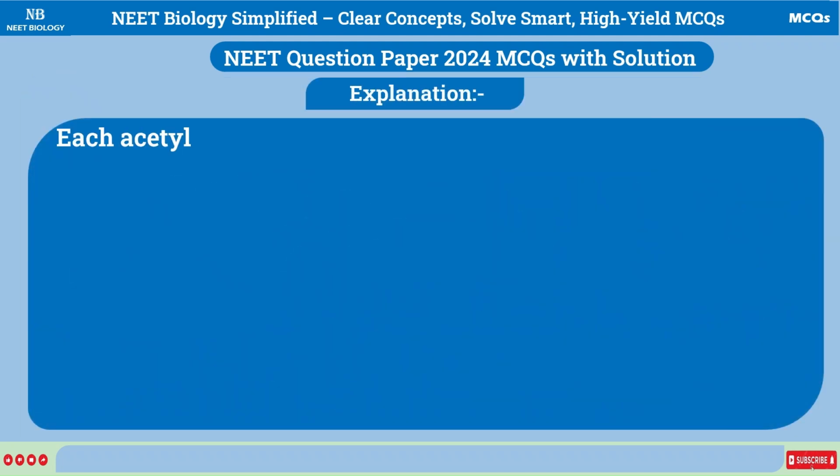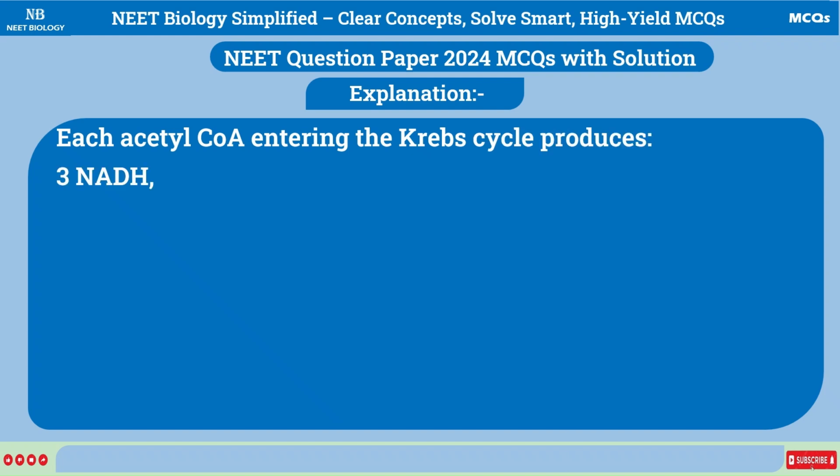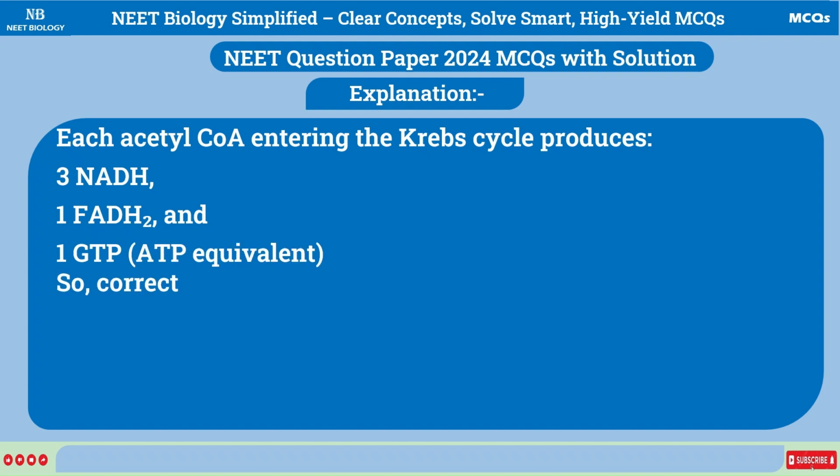Explanation. Each acetyl-CoA entering the Krebs cycle produces 3 NADH, 1 FADH2, and 1 GTP, ATP equivalent. So, correct answer, 1 ATP and 1 FADH2.